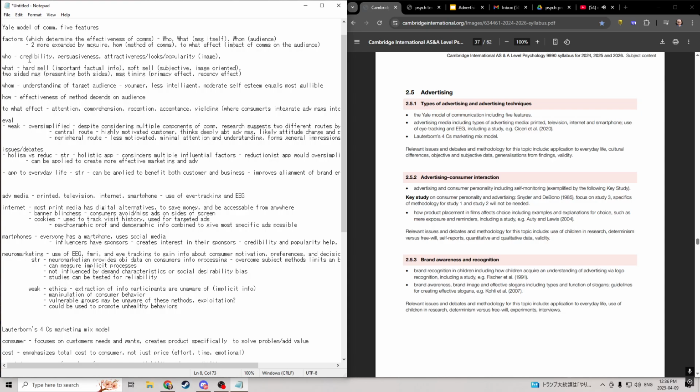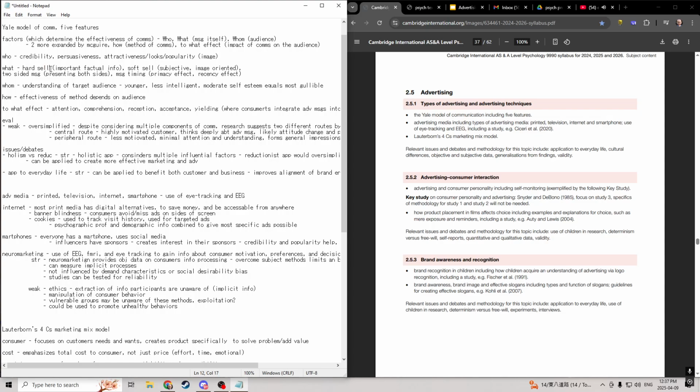Who, in terms of who, the credibility, persuasiveness, attractiveness, looks, popularity, and image of the person is what matters in terms of how well the message will come across, and in terms of the impact of the message. What, meaning the contents of the message itself.